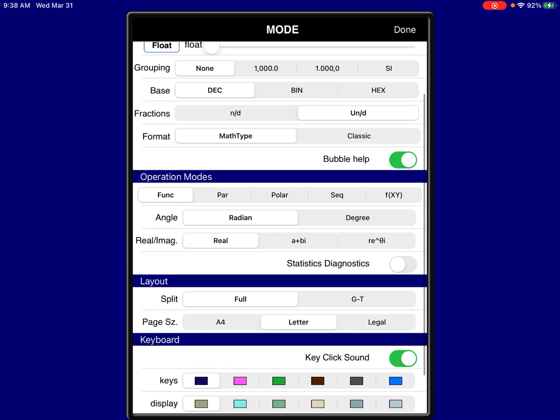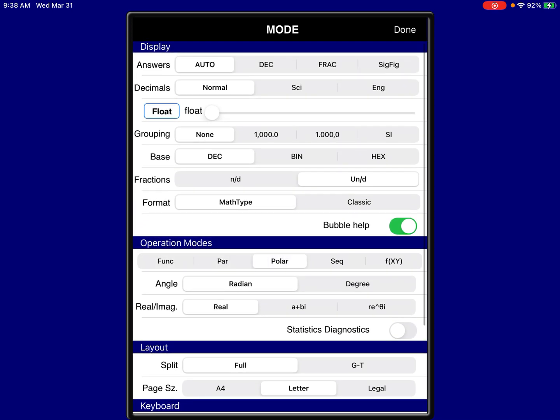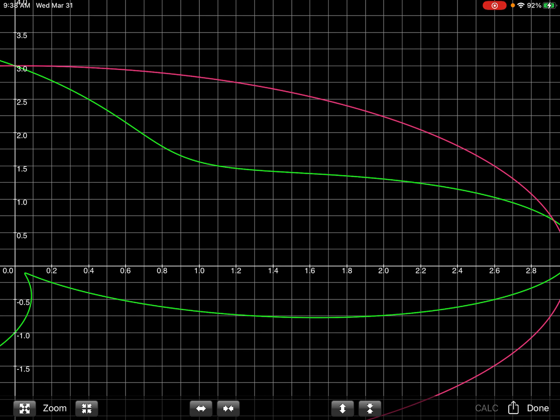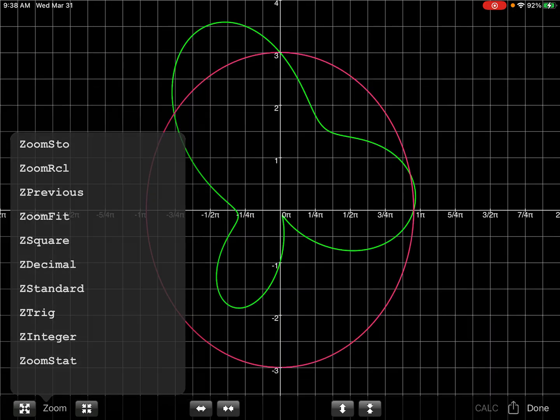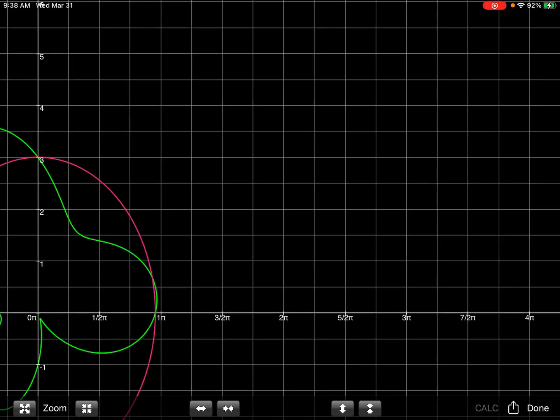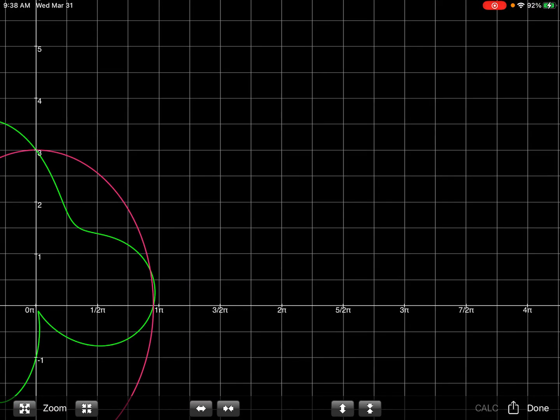Go to polar mode on your calculator and let's look at this graph. I have the equations typed in, the 2 plus cosine 3 theta plus sine theta and r equals 3. If I look at the graph on a trig window, notice that we're only looking in the first quadrant. So I'm only looking here. It's going to be outside the graph of the green, that's the 2 plus cosine 3 theta, and inside the circle. So you've got a little piece that's outside the green but inside the pink in this first quadrant here.